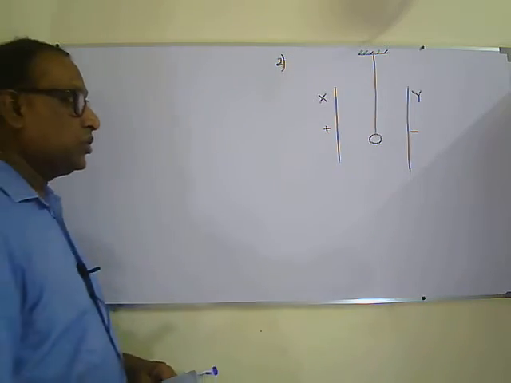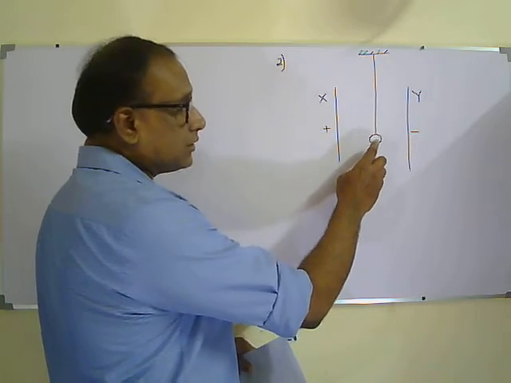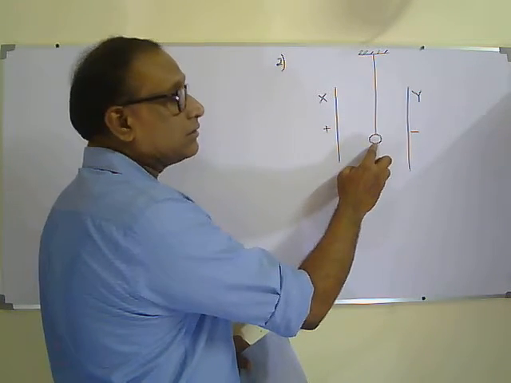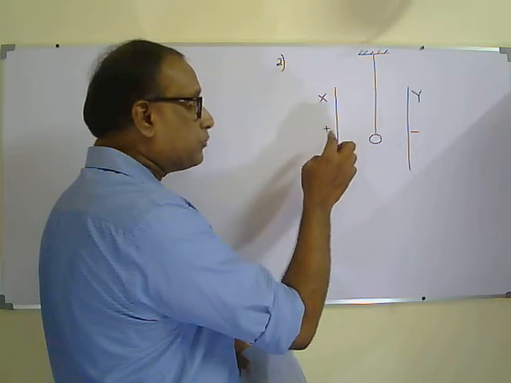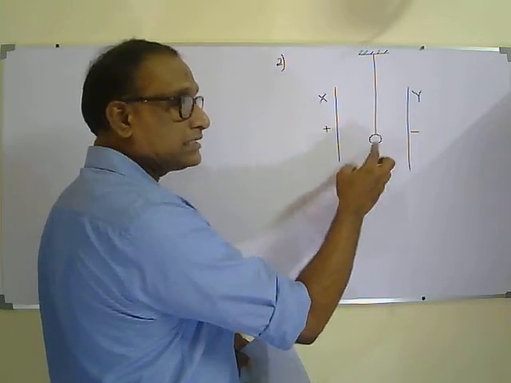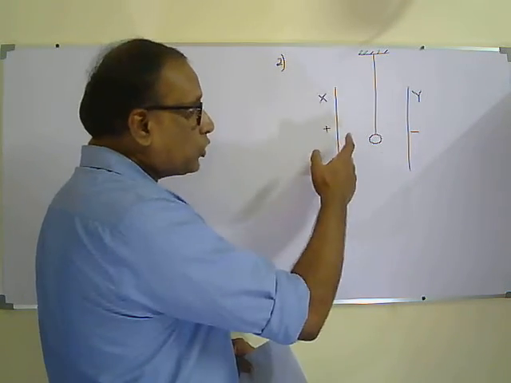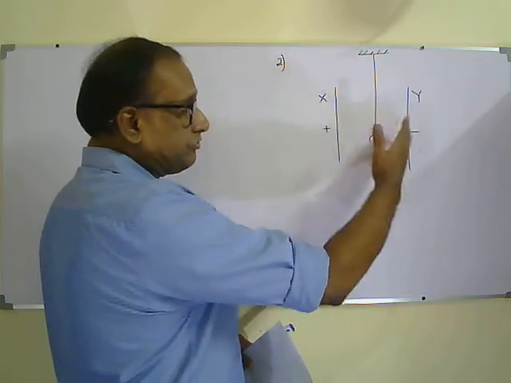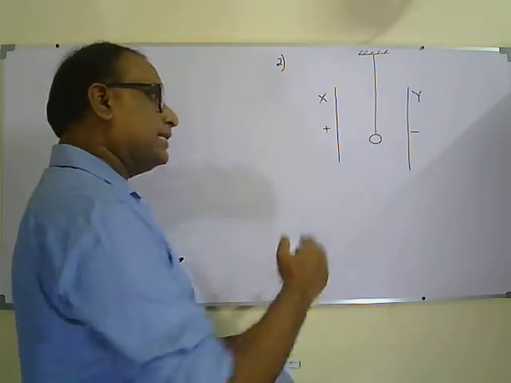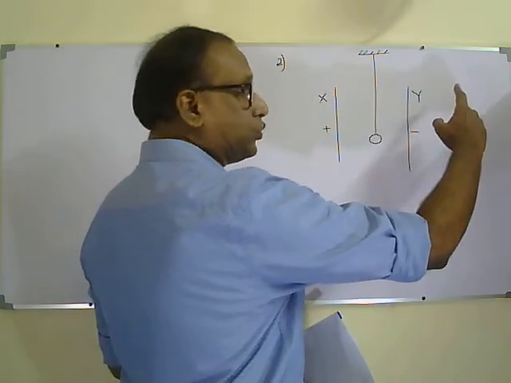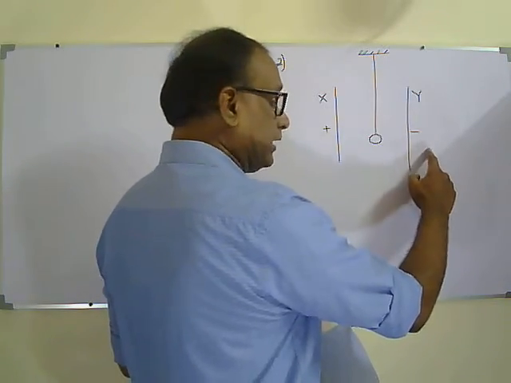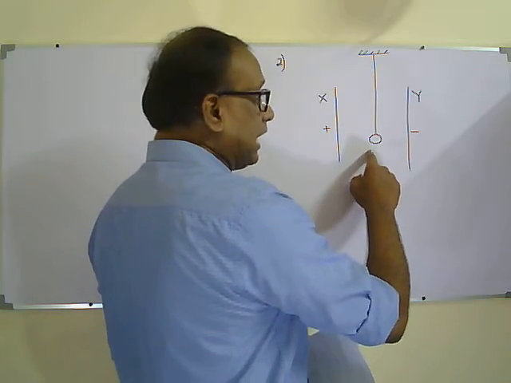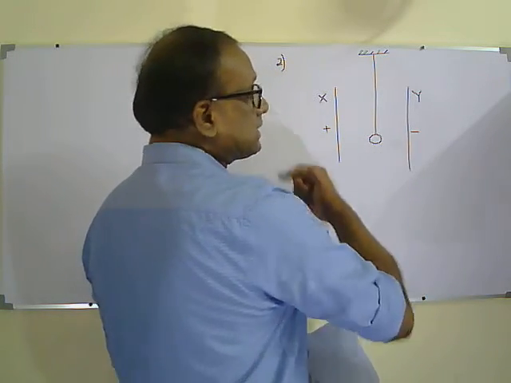Actually, what they are saying, when the metal coated ball touches the positive terminal, it will be positively charged. If it is positively charged, then it will be repelled and attracted by the electric field in the region between the parallel plates. So it will accelerate towards plate Y. And when it touches the plate Y, it will become negatively charged and it will accelerate again towards plate X.